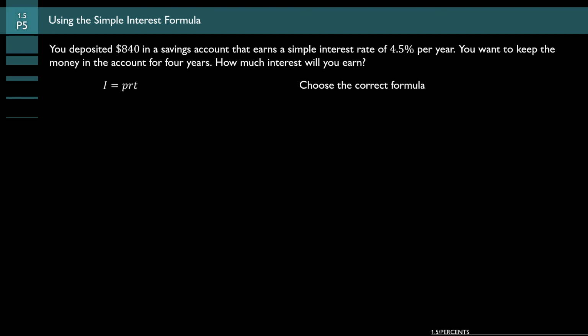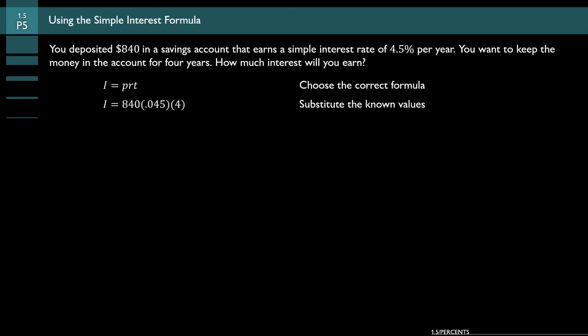What information do we have? It says you deposited $840. So that deposit is the principal amount. So that's going to replace the P in the formula. As we move on, it says that it earns a simple interest rate of 4.5% per year. The 4.5% is the rate. We do need to change the rate from a percentage to a decimal to be able to work this out. So 4.5% is also 0.045.